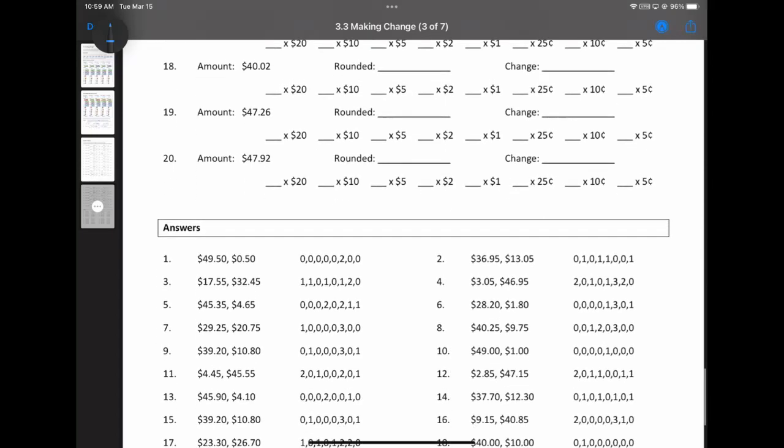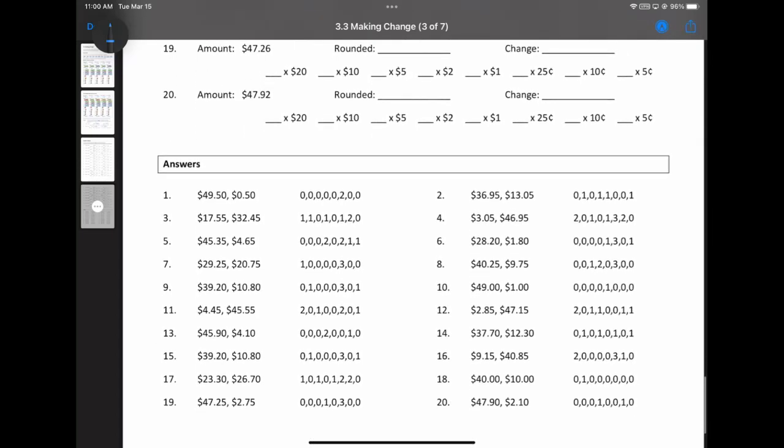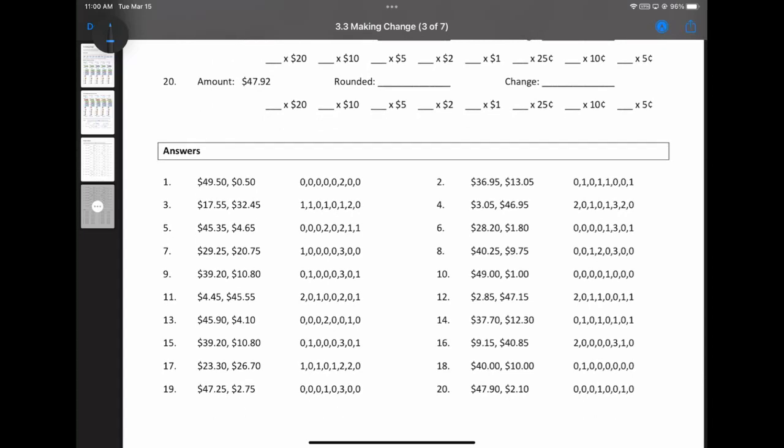And the answers are down here. You'll notice that for the answers, I give you the rounded amount, the change, and then the things that you're given back. And I put the zeros in again as placeholders. So the first number represents number of 20s, then 10s, 5s, 2s, 1s, 25 cents, 10 cents, and 5 cents. So when you're comparing your answers, just realize that those zeros are there as placeholders.